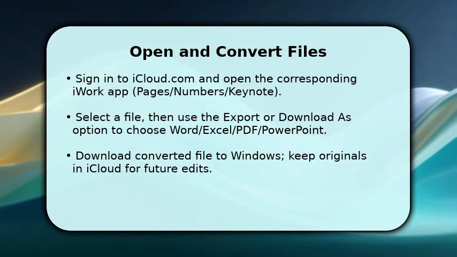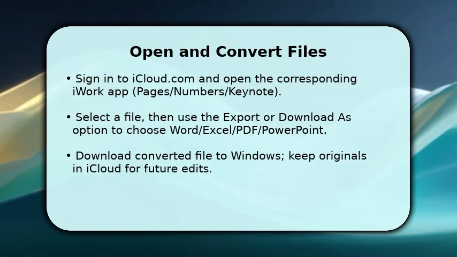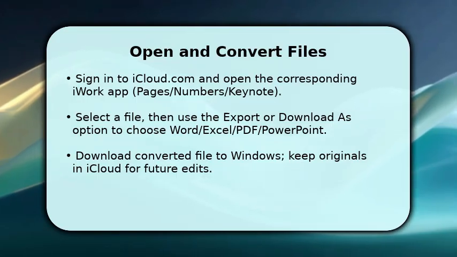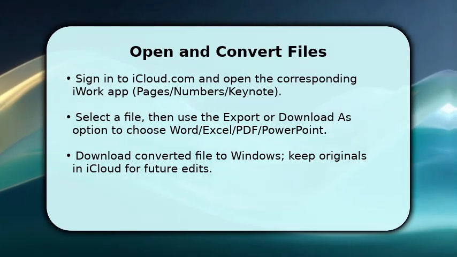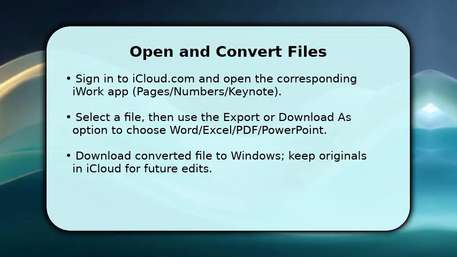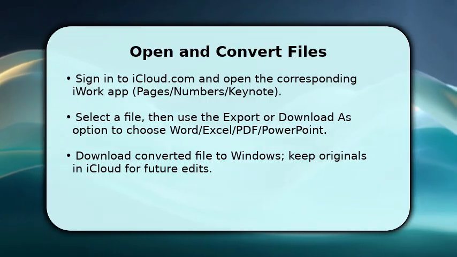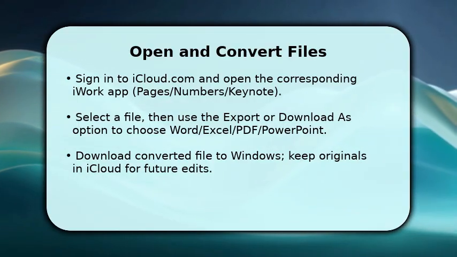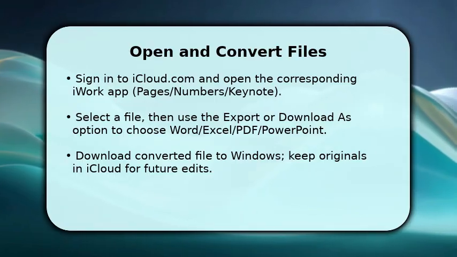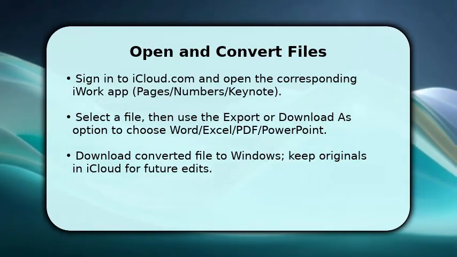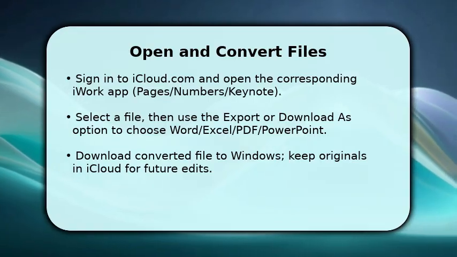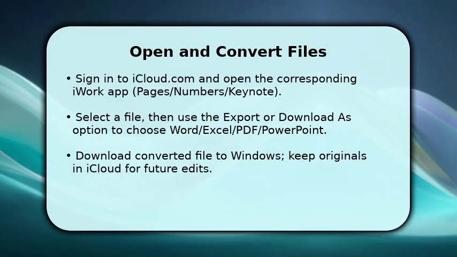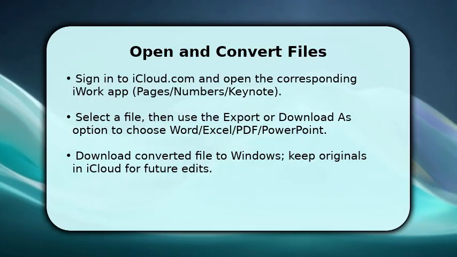Next, you open the iWork web app on iCloud.com and pick the document you need. Once the file loads, use the Export or Download as menu to convert to a Windows-friendly format such as Word, Excel, PowerPoint, or PDF. Choose the format that preserves layout best: PDF for fixed layout, docx/XLSX for editing. After conversion, download the file to your Windows machine.